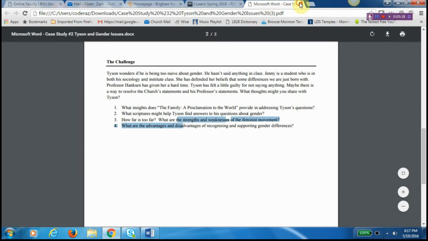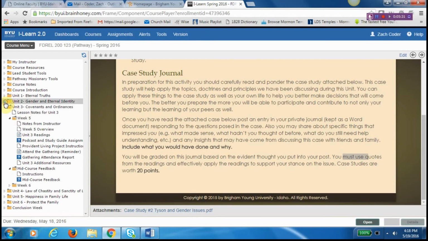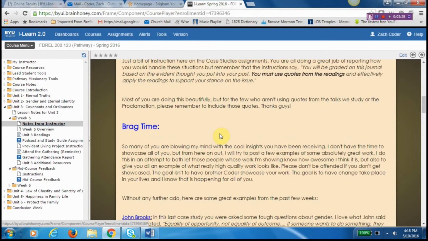So just a thought on the case studies. Make sure you're including scripture and doctrine to back up your thoughts, okay? I think that's it. The last thing I just want to show you is one more time. Make sure you check out the notes from instructor because I've included some really great work, some outstanding work from some students. I'm just going to read this here as an example.